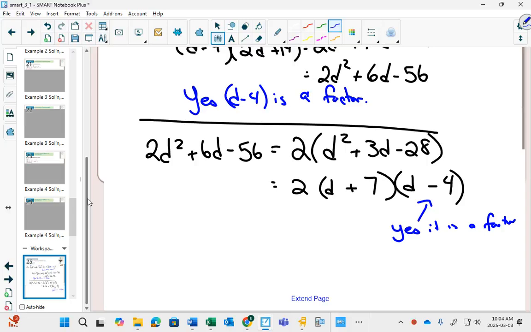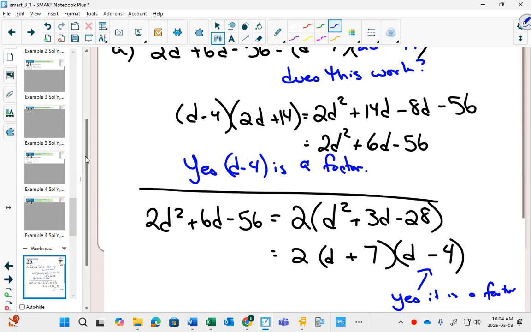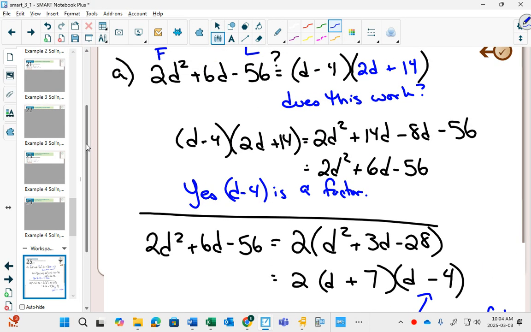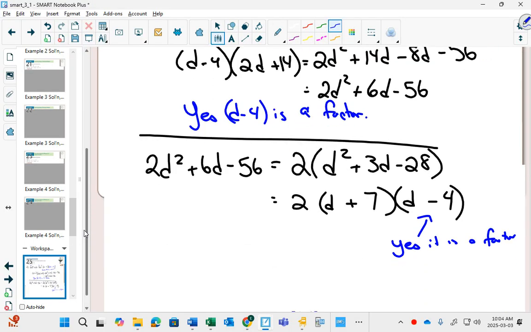So method 2, I say, takes a little bit more thinking because you have to actually factor it. Method 1, you assume it's one of the factors, and then the other one is predetermined by your first and your last terms. And then you just have to check. So we'll do part B with both methods.